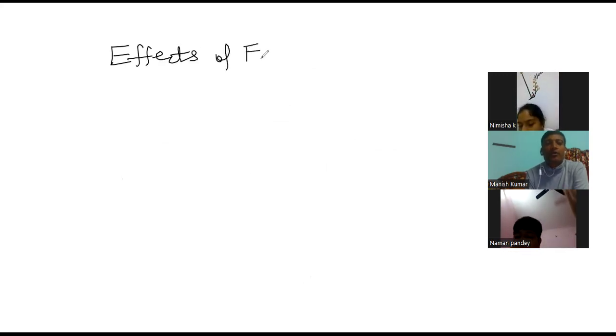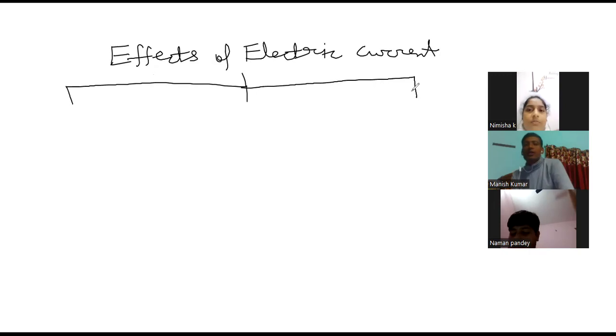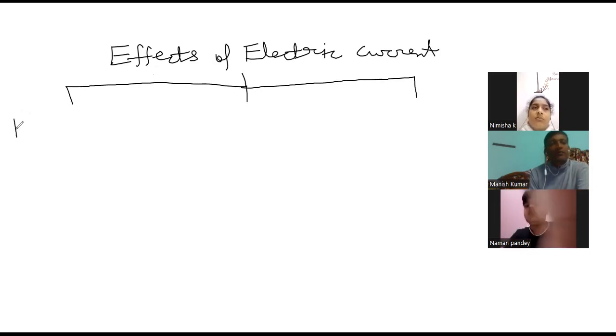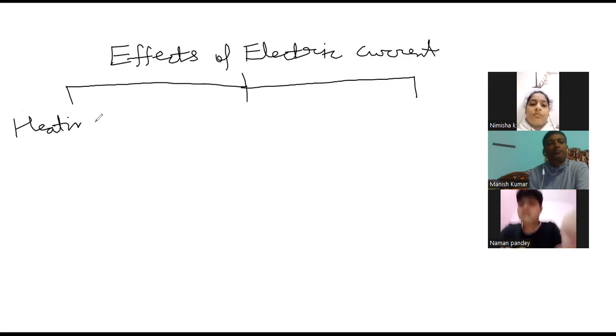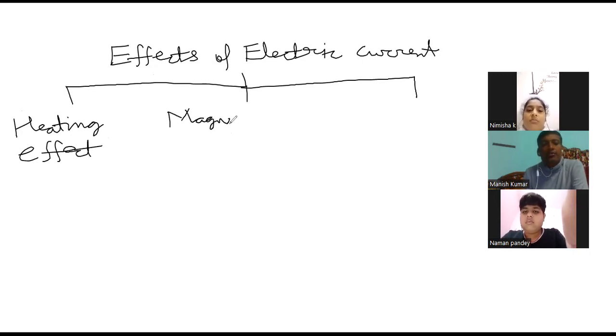Okay, now we will go to effects of electric current. It has three parts. Whenever electric current is there, it can have a heating effect, a magnetic effect, and a chemical effect. First we will write heating effect, then magnetic effect, and then chemical effect.